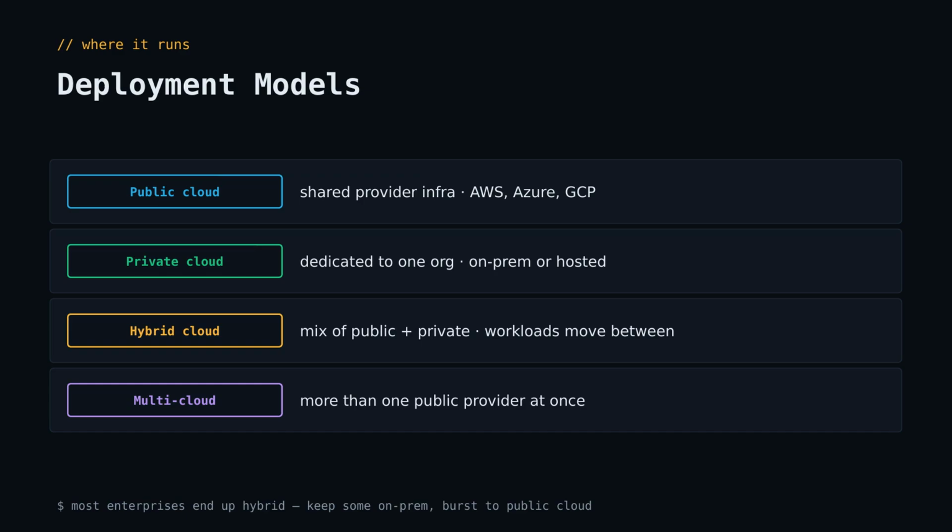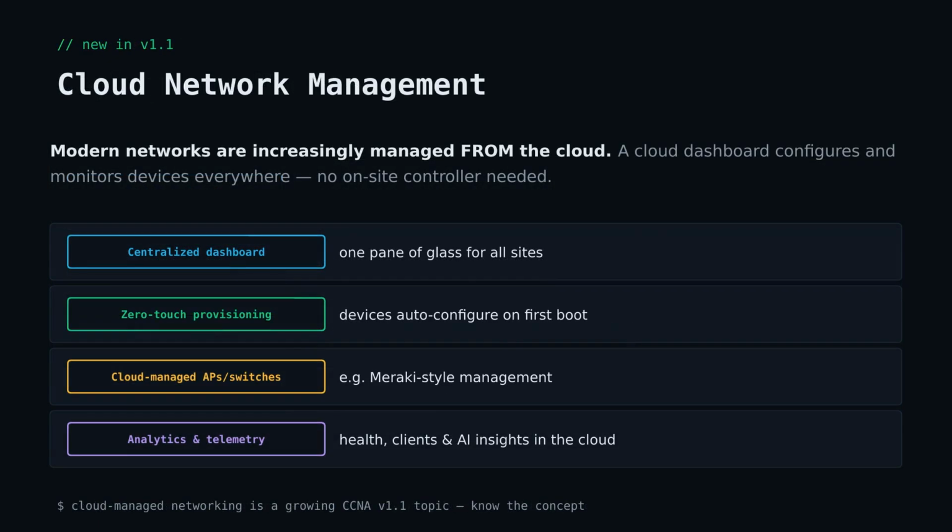at the same time. In practice, most enterprises land on hybrid, keeping sensitive workloads on-prem and bursting out to the public cloud when demand spikes. Now, here's a shift worth flagging, and it's new in CCNA v1.1. Increasingly, networks aren't just running in the cloud. They're being managed from the cloud.